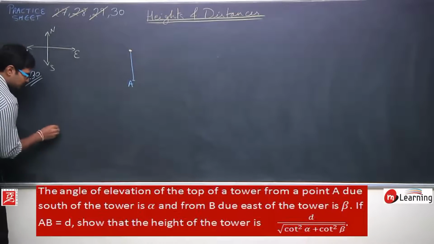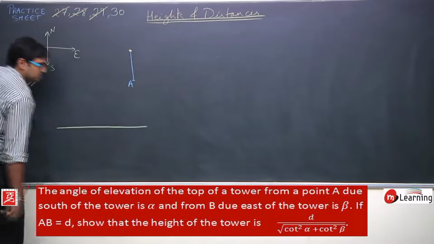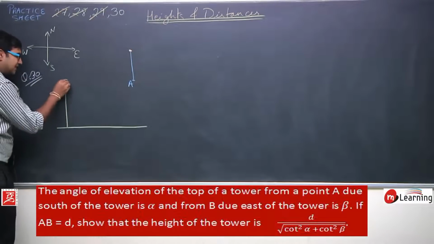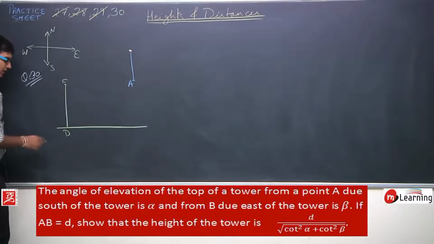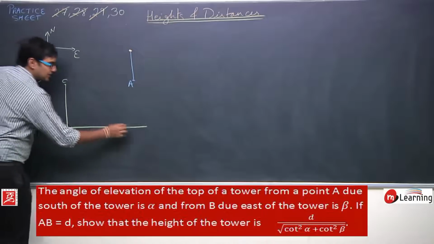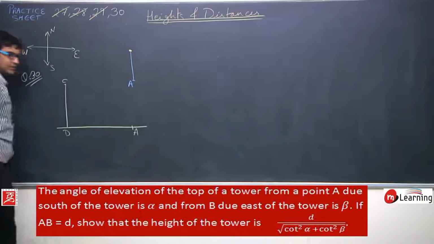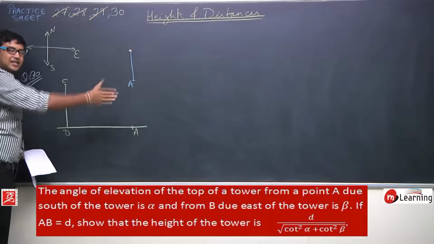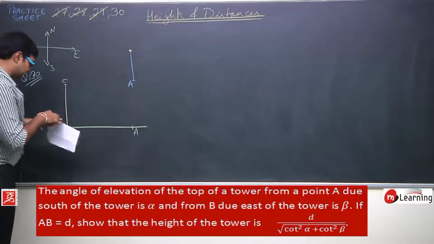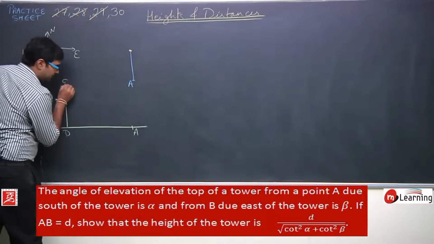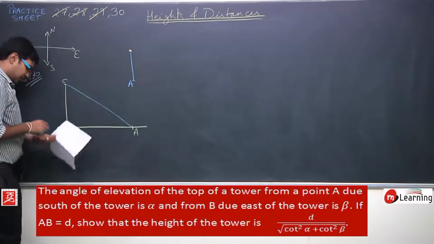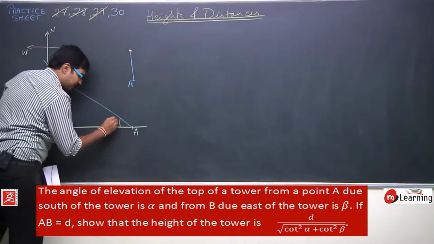So if I draw this diagram from the side view, it will be something like this. Let us say this CD represents the tower, and this is the point A, station A from where I am observing. This is the south direction. So the line of sight will be this one. And what is the angle of elevation given? Angle of elevation is given as alpha.